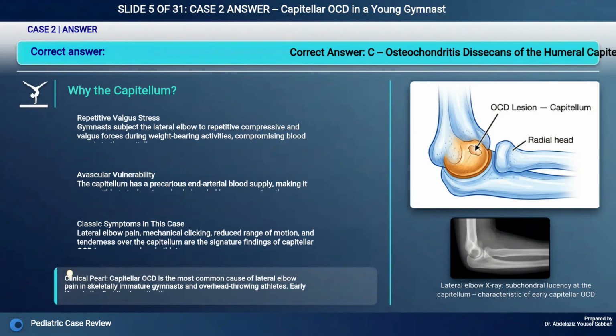The capitellum also has a precarious end-arterial blood supply, making it susceptible to ischemia and subchondral bone necrosis, which is the hallmark of osteochondritis dissecans. Classic symptoms in this case include lateral elbow pain, mechanical clicking, reduced range of motion, and tenderness over the capitellum, all of which are the signature findings of capitellar osteochondritis dissecans. Clinical Pearl. Always obtain an early X-ray as the first-line investigation in this presentation.